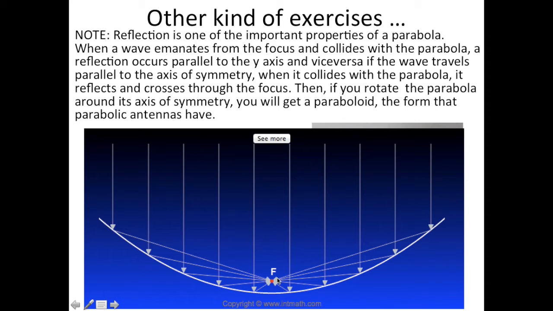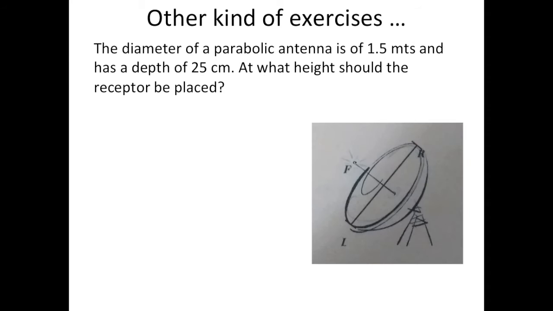Okay? Now, with that in mind, the problem says that the diameter of a parabolic antenna is 1.5 meters and it has a depth of 25 centimeters. At what height should the receptor be placed? So it's asking for the focus. If it asks for the receptor, we need to have the focus.